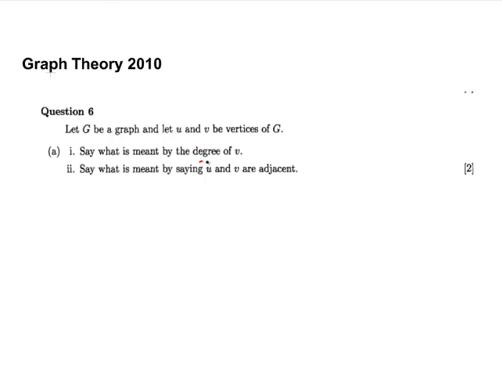So this is just a short question. Essentially, the degree of V is how many vertices is V connected to. So suppose V is connected to 3 different vertices, we would say it has degree 3.